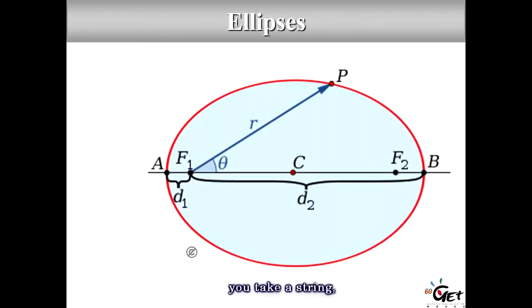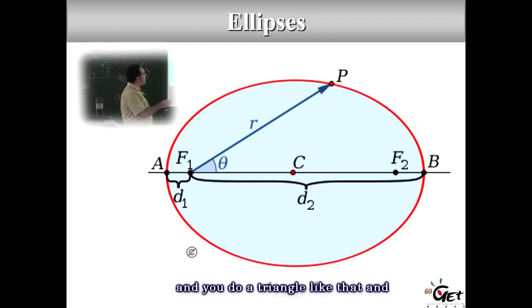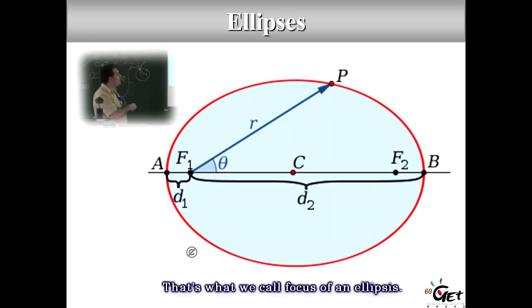You take a string, you put two pins down, and you make a triangle like that. These are the two foci, and with your pen you try to draw a circle, but you will draw an ellipse. Those two points are the foci. That's what we call the foci of an ellipse.